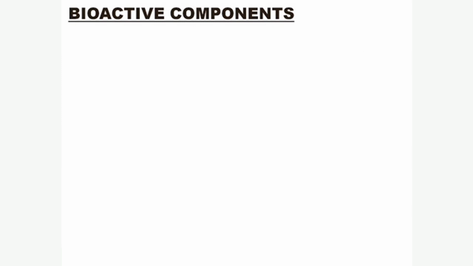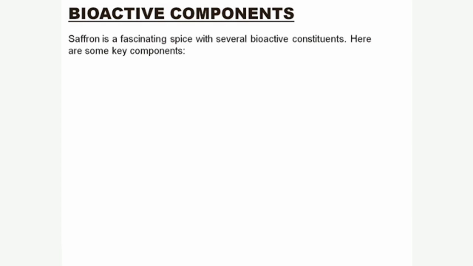Further, we see the bioactive components. Generally, saffron contains more than 150 compounds, both volatile and non-volatile, including carotenoids such as crocin, beta-carotene, lycopene, and zeaxanthin, and some monoterpene aldehydes, that is picrocrocin and safranal. Sometimes other components are also present: flavonoids, vitamins, proteins, and amino acids. We discuss them one by one. Saffron is a fascinating spice with different types of bioactive constituents.